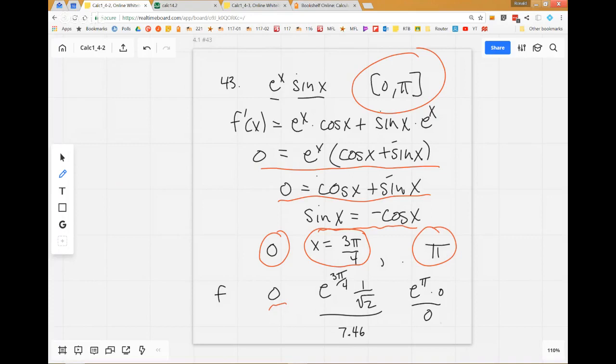So that's number 43 from lesson 4.1. I think we did that one in class yesterday, but I'm happy to go through it again. Any other questions from lesson 4.1?